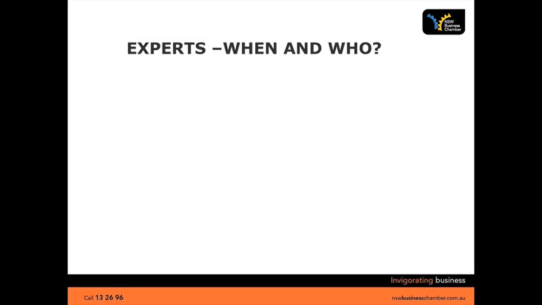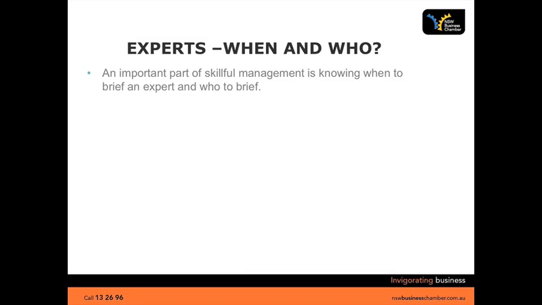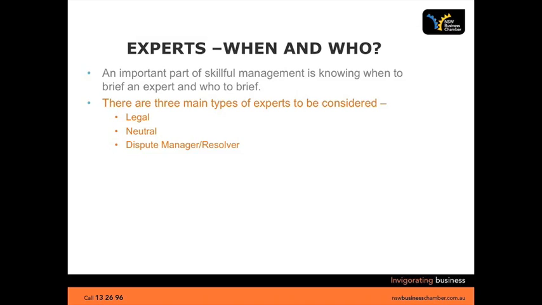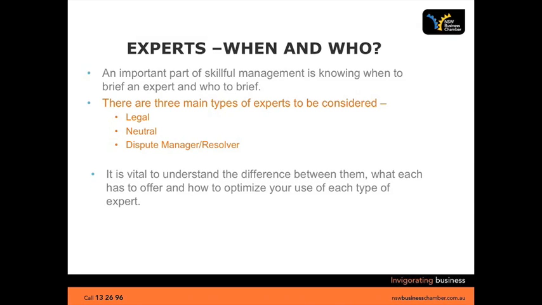Next area, experts, when and who. An important part of skillful management is knowing when to brief an expert and who to brief. There are three types of experts that may become relevant to you. Legal expertise, neutral expertise in some particular technical area, like in a building dispute. Obviously, we're talking about neutral experts who are experts in building matters. And the dispute manager and resolver. It's very important to understand the difference between these different types of expertise, what each has to offer, and how to optimize your use of these experts during the commercial dispute management process.